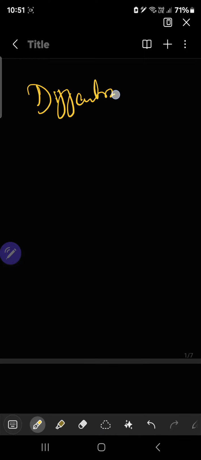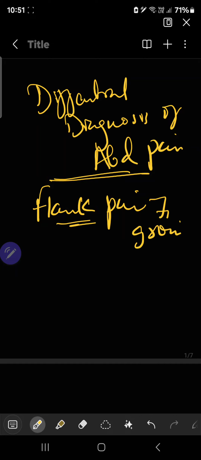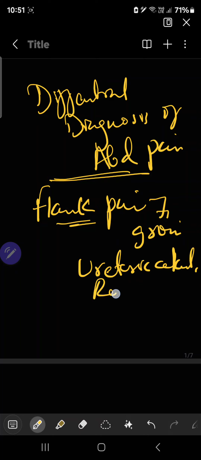We will discuss the differential diagnosis of abdominal pain. First I will write the common diagnoses that we encounter in the ER. For example, flank pain radiating to groin. So usually you will write ureteric calculi or renal calculi.